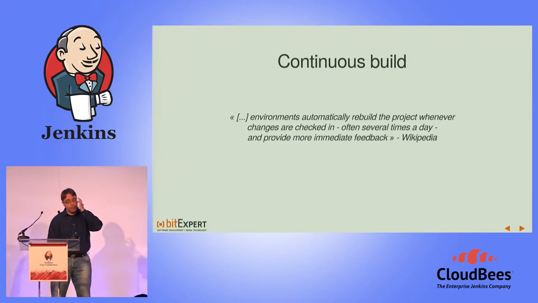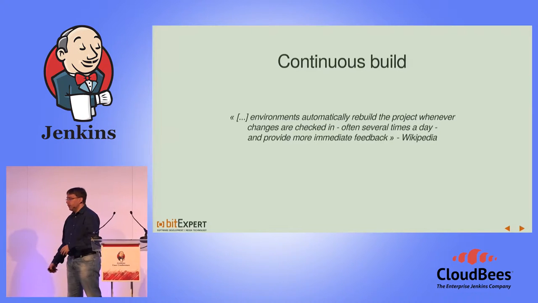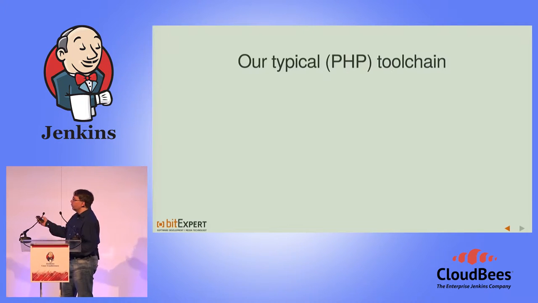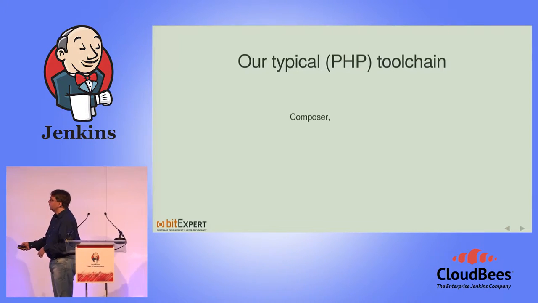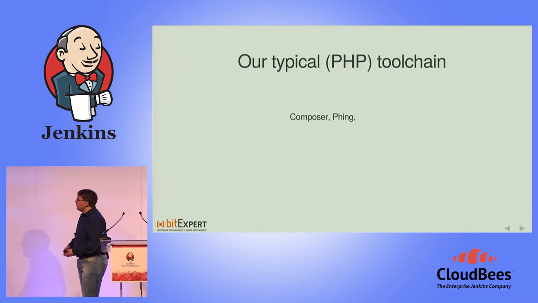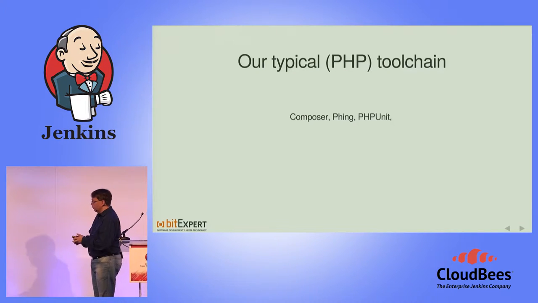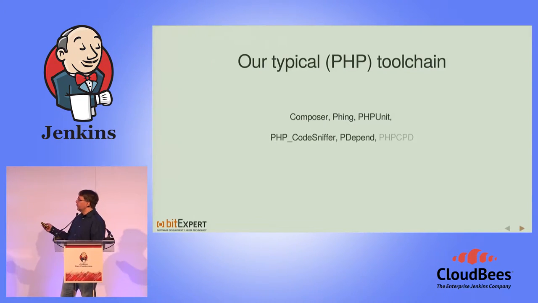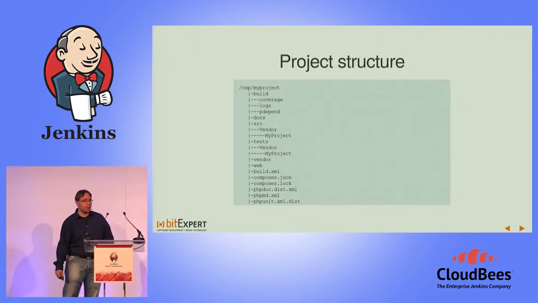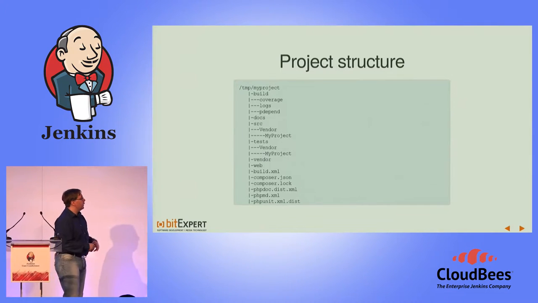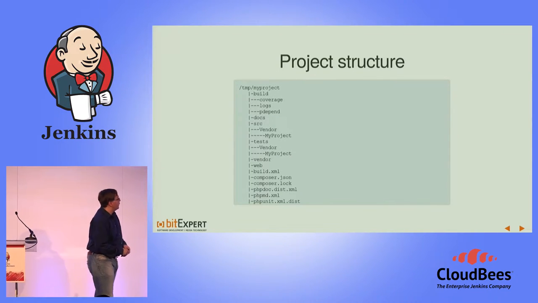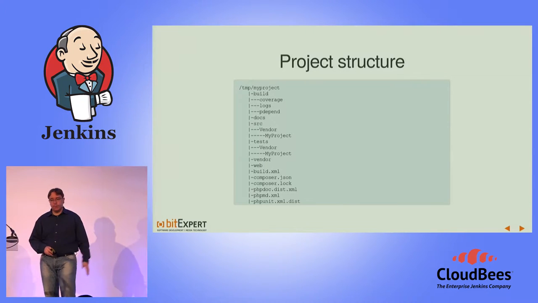So let's get started. What does a job for a continuous build look like in our infrastructure? But before that, I'll just outline the tools. You probably know most of these. So we use Composer, obviously. We use Phing for the build configurations. We use PHPUnit, CodeSniffer, PDepend, PHPCPD, and some others. And this is how a typical project structure looks. We have a build folder with all the Phing files related to the build setup. There is a master build XML file in the root folder. And yeah, that's it. Most of our projects look exactly like this.